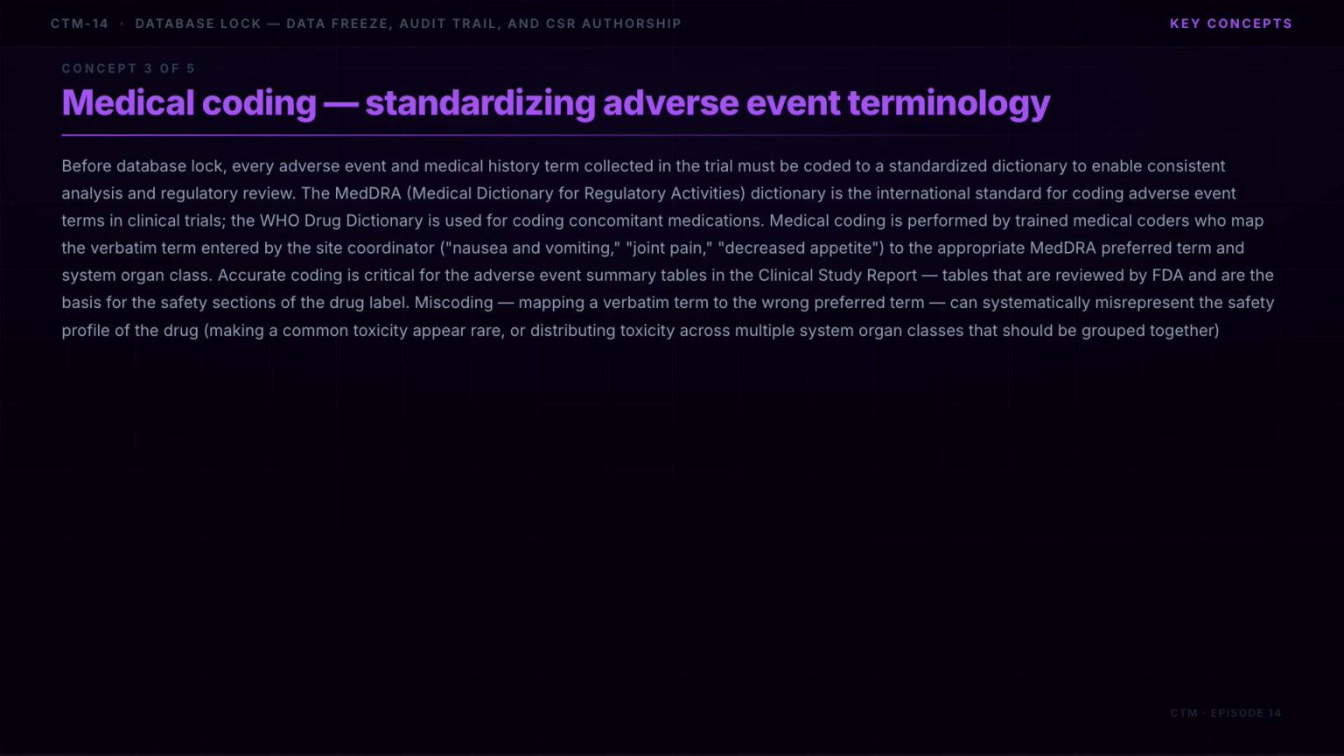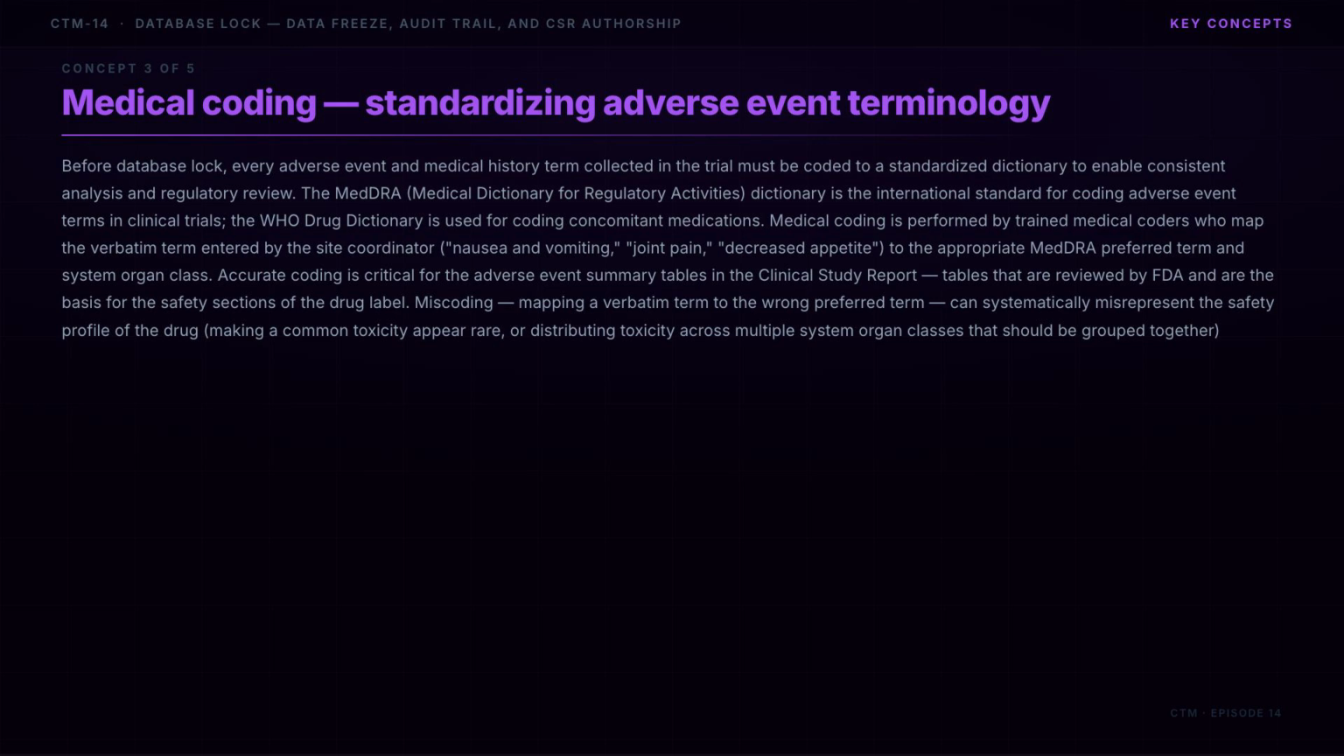Medical coding, standardizing adverse event terminology. Before database lock, every adverse event and medical history term collected in the trial must be coded to a standardized dictionary to enable consistent analysis and regulatory review. The MedDRA Medical Dictionary for Regulatory Activities dictionary is the international standard for coding adverse event terms in clinical trials. The WHO Drug Dictionary is used for coding concomitant medications.